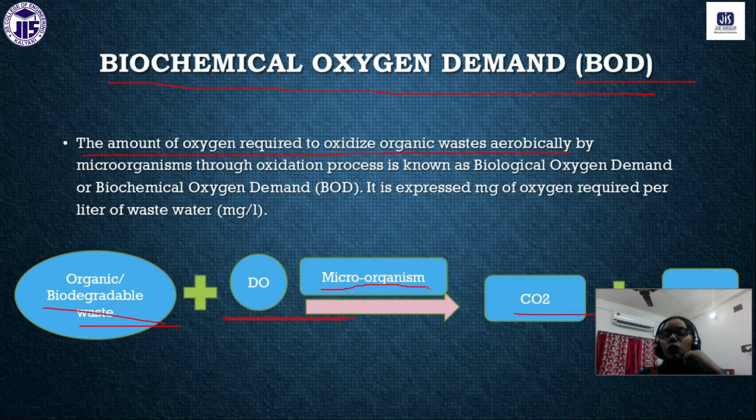And what is the role of the microorganism? The role of the microorganisms here is as the catalyst. Okay, it can initiate and speed up the rate of the reaction. Understand? So this is the quick review of the BOD.